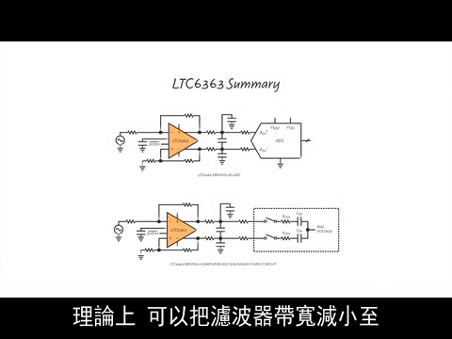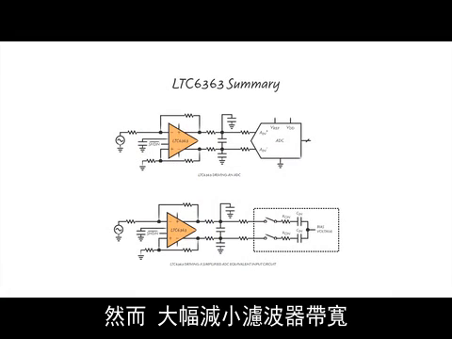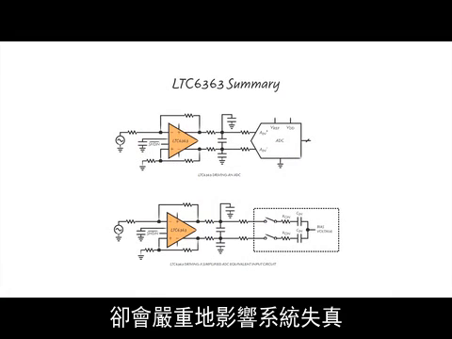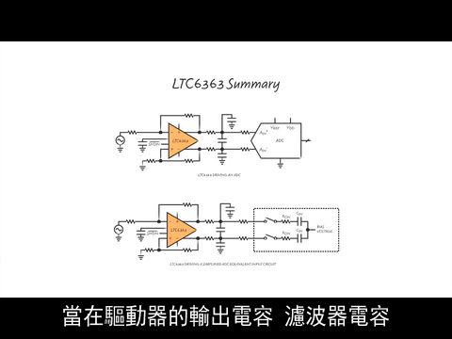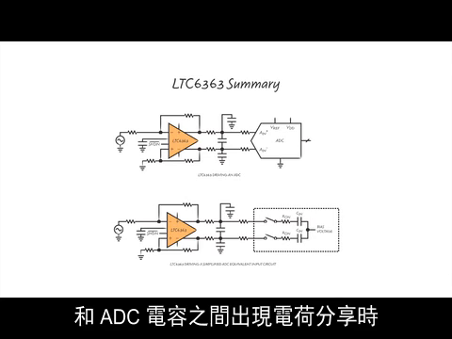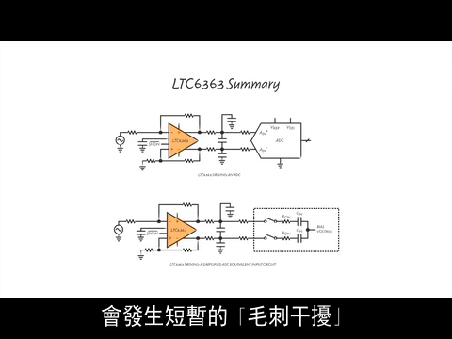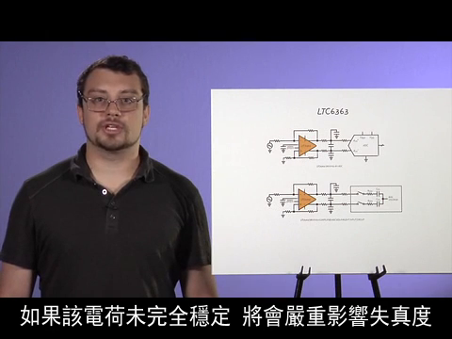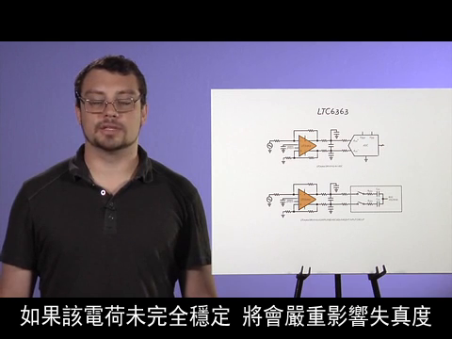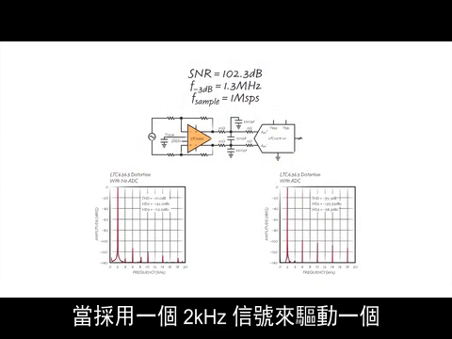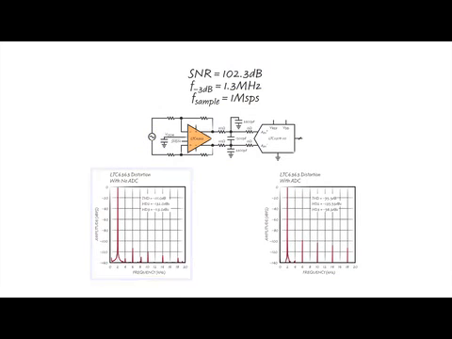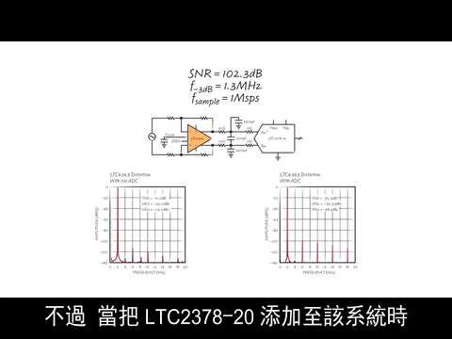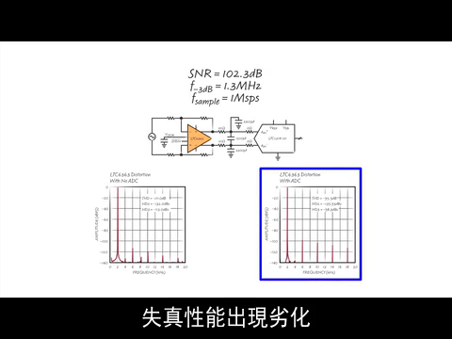Theoretically, the filter bandwidth could be decreased to whatever SNR we wanted. Severely reducing the filter, however, can seriously affect system distortion. When the ADC input connects to the sample capacitors, there's a brief glitch when charge sharing occurs among the driver's output capacitance, filter capacitance, and the ADC capacitance. If this charge doesn't completely settle out, then distortion will take a significant penalty. The distortion of the LTC6363 when driving only a 1.3 MHz filter with a 2 kHz signal is minus 111 dB. However, when the LTC2378-20 is added to the system, the distortion deteriorates.